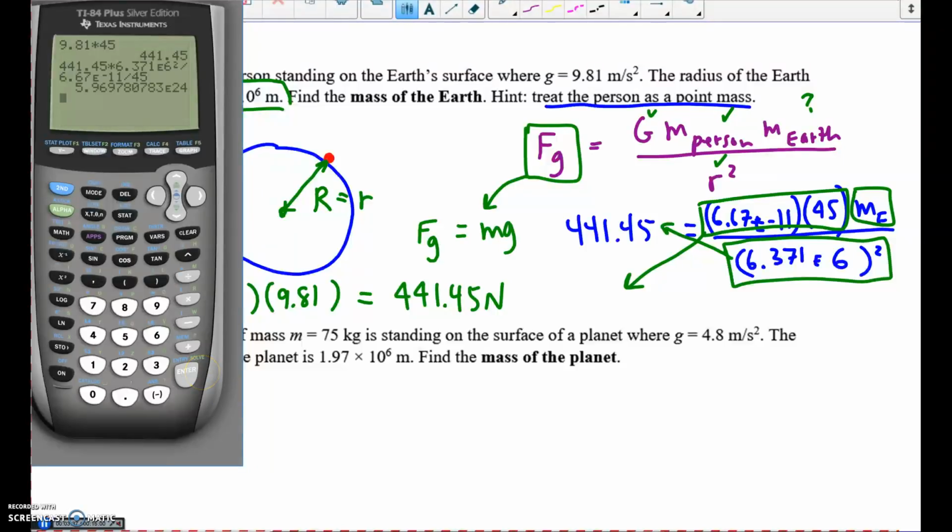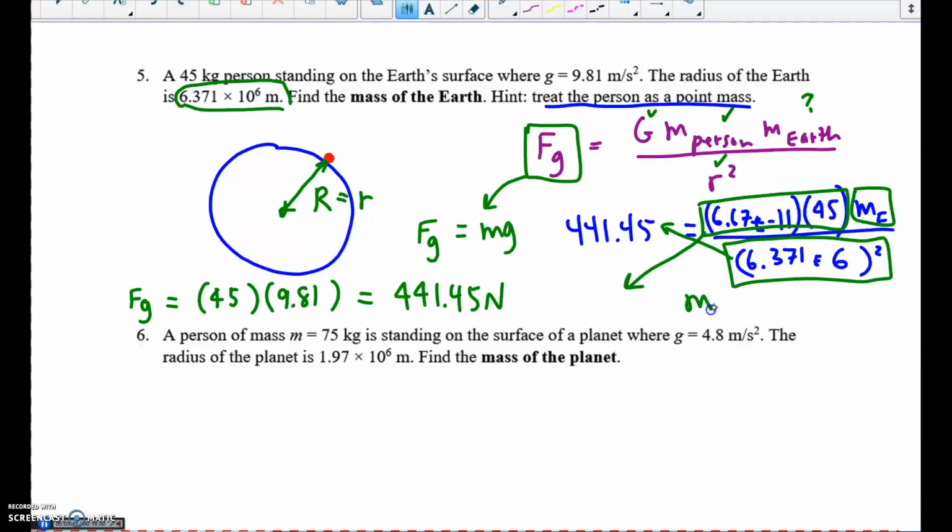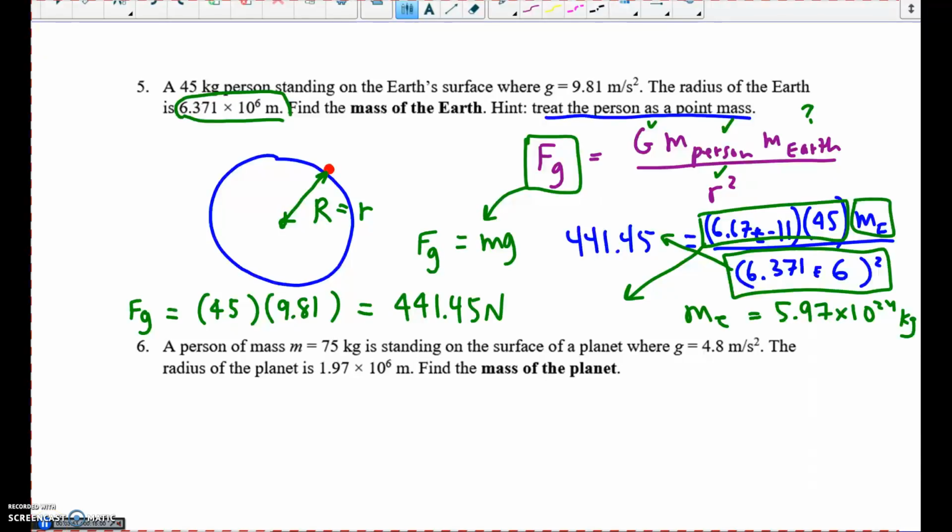I hit enter, and I have 5.97 times 10 to the 24. That is my answer. So go ahead now and solve number 6 as well.